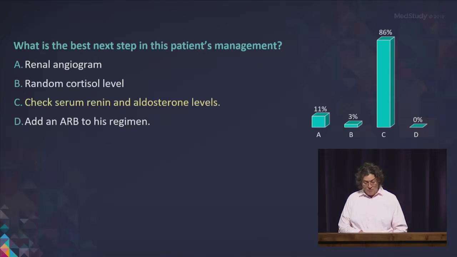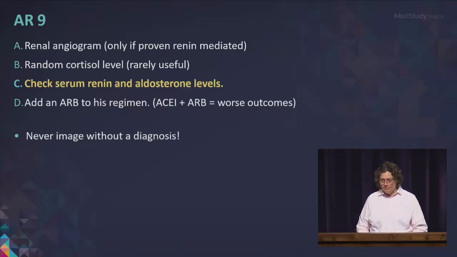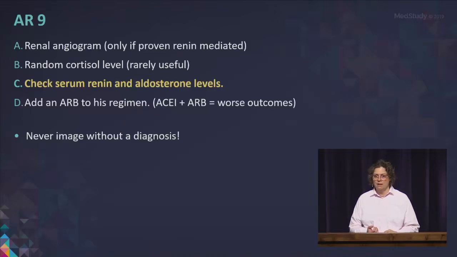So C, correct. So this person is on a very robust regimen of more than 5 medications, certainly needs a secondary evaluation. Now remember, we would only do a renal angiogram if it is proven renin-mediated aldosterone excess, right? We don't have that data at this point. Random cortisol levels, rarely useful. And we would not ever add an ARB to an ACE regimen because data shows that there's actually worse outcomes.